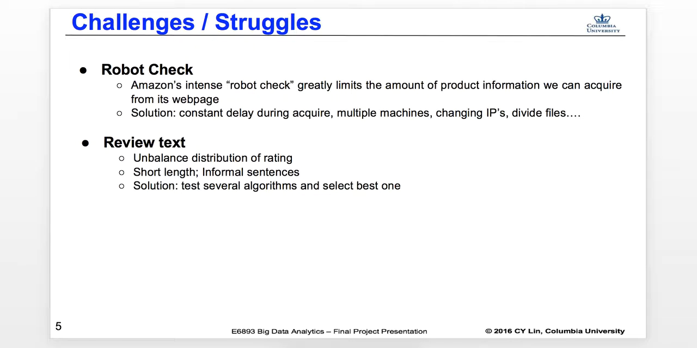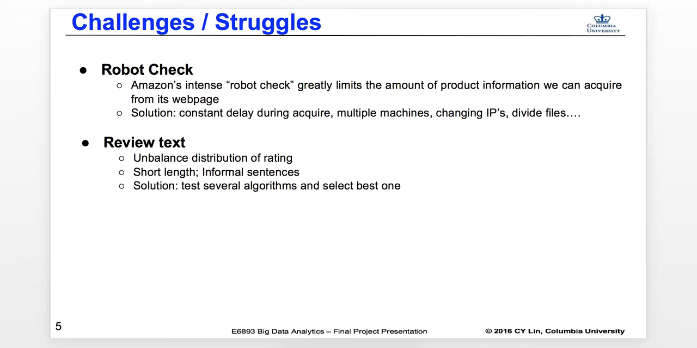We met several challenges during this project. The first one is robot check. It limits the amount of product information we can scrape from the Amazon website, so we have to constantly delay during the scraping process, and we also have to use multiple machines with changing IP addresses.